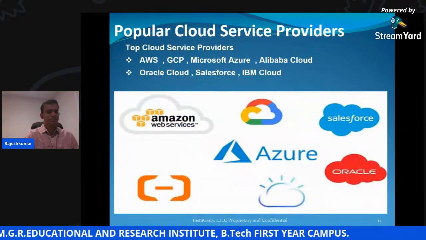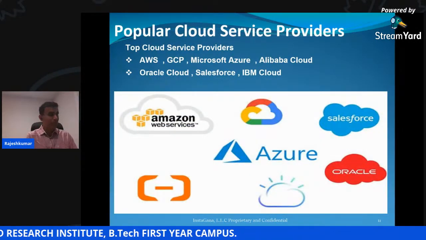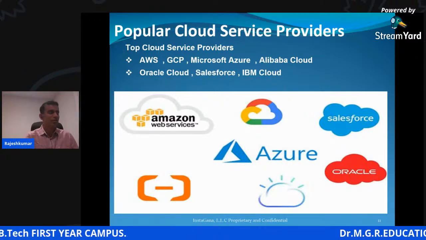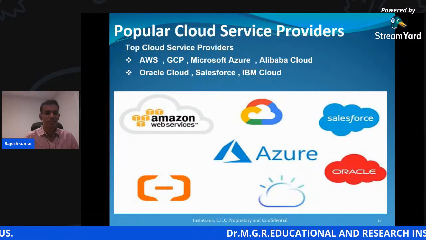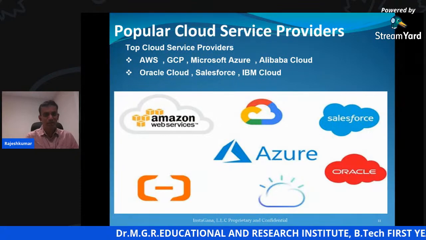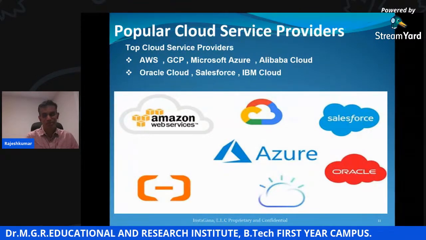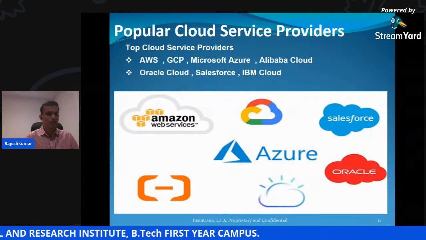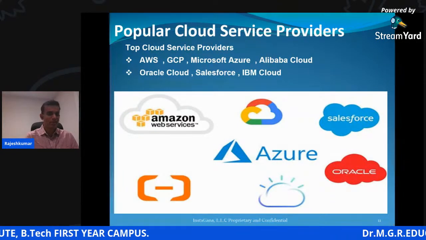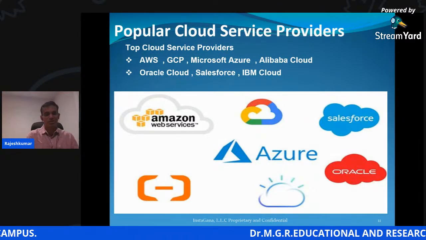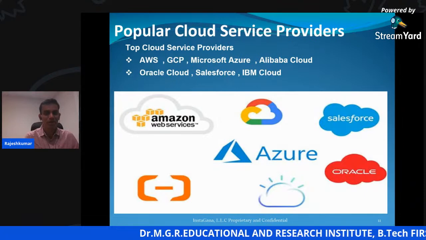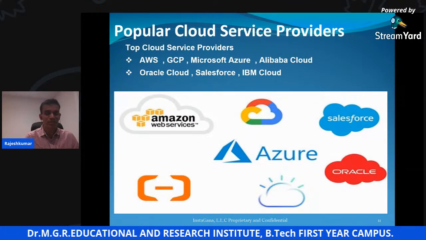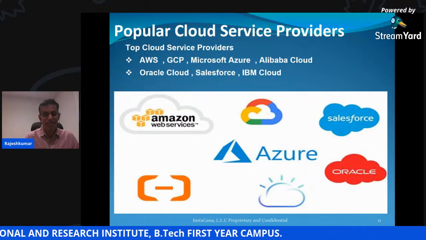And then, these are the popular cloud services that we have, like Amazon Web Services, Google Cloud and Microsoft Azure. They are part of your infrastructure as a service. IBM Cloud and Alibaba Cloud are also in the picture. And Salesforce and Oracle are predominant in SaaS applications.